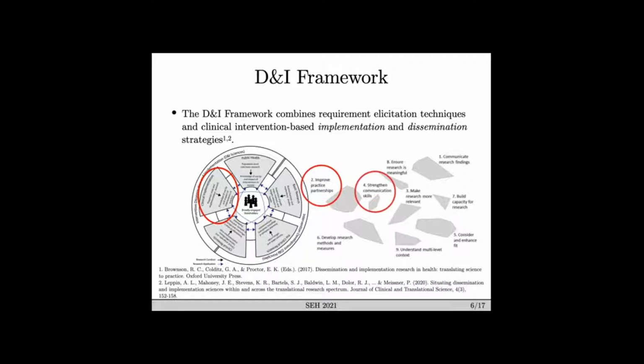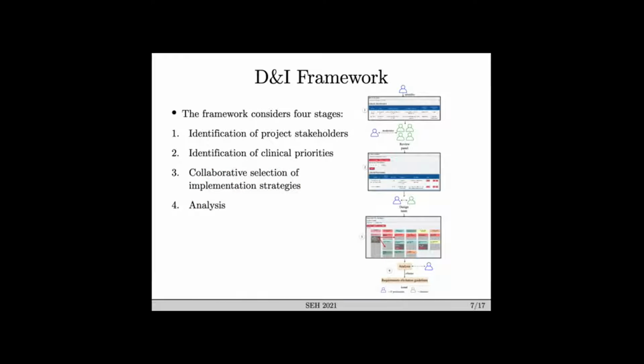For example, these two categories of implementation are supported by specific strategies that can provide guidelines for eliciting requirements in a clinical context. The framework considers four stages. First, the identification of project stakeholders, then the identification of clinical priorities, then the collaborative selection of implementation strategies, and then the corresponding analysis of all the information collected from the DI framework.